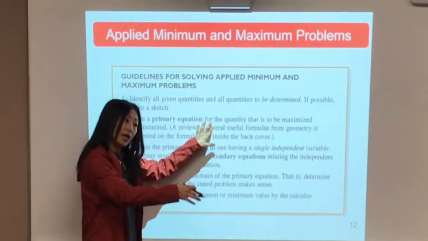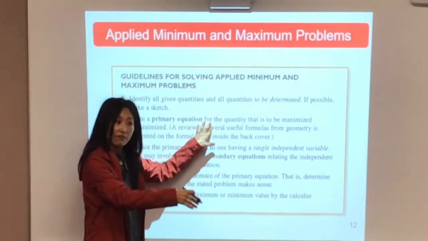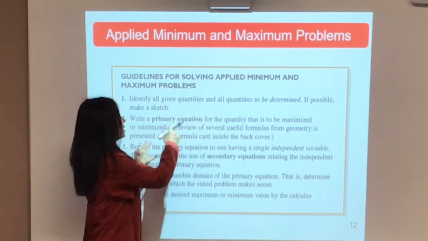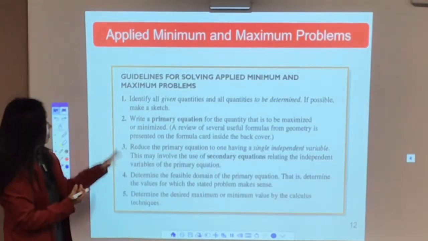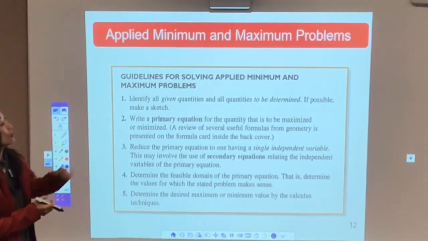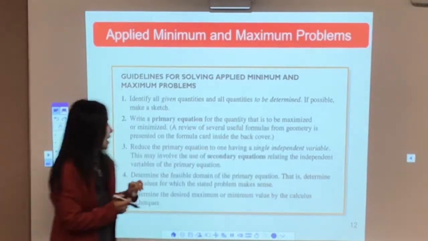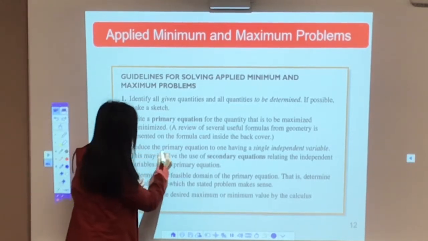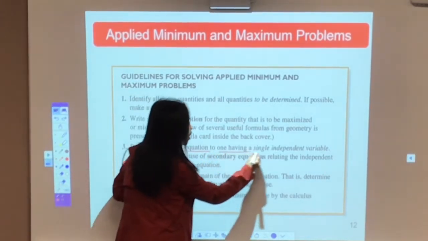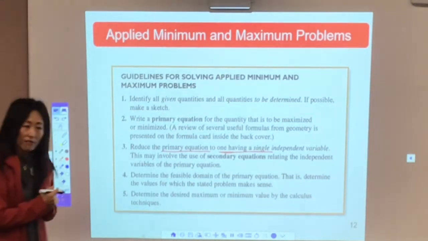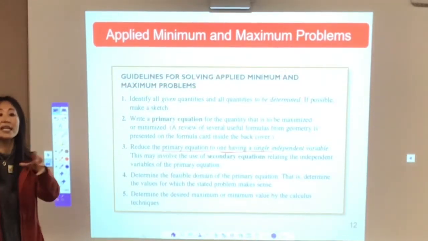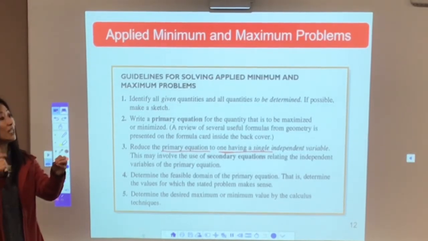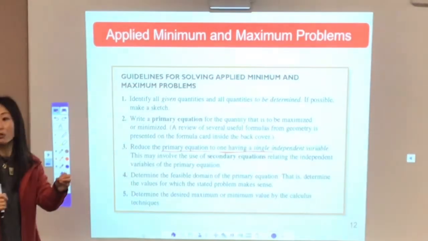We have another equation. What was that equation? Surface area, right? We're gonna use that to make this primary equation work. Okay. So write a primary equation for the quantity that is to be maximized or minimized. Reduce the primary equation to what? One single independent variable. Right, one variable. That's why we need the secondary equation. Remember, we solved the surface area in terms of what? H equal to something.